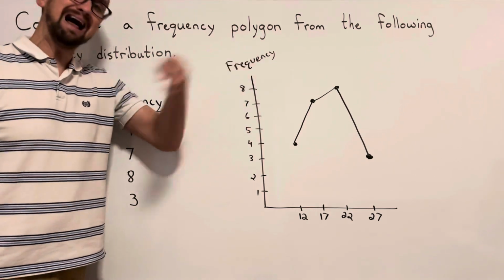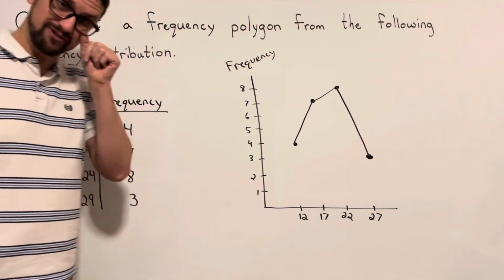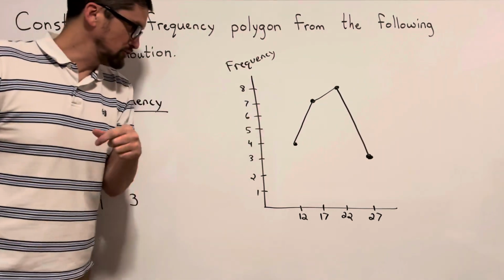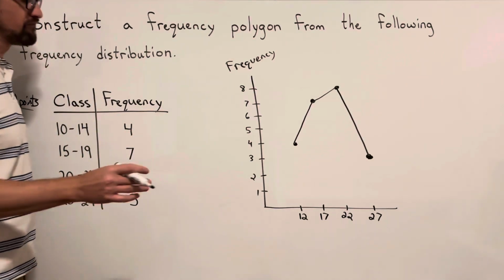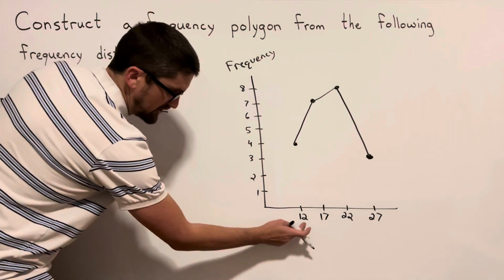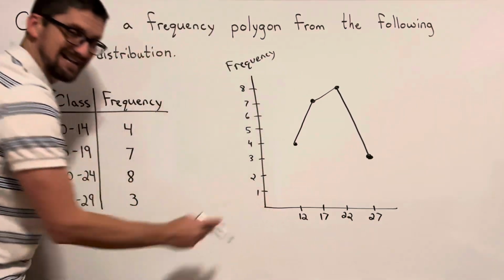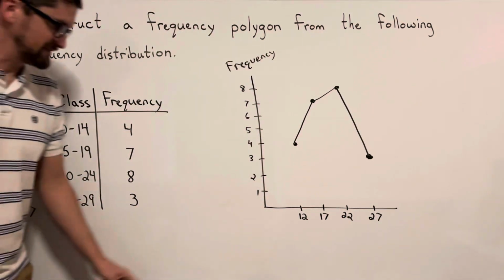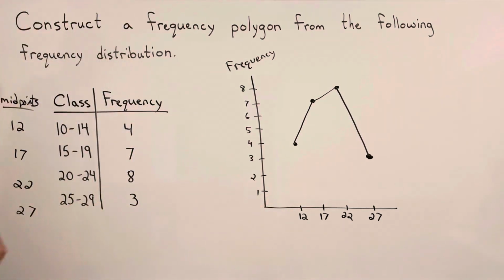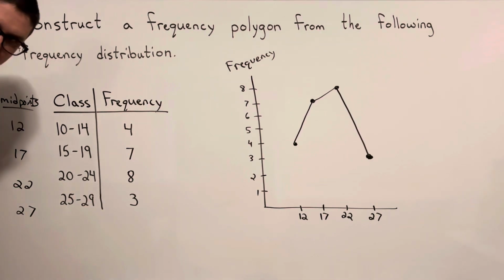We need to make a polygon. A polygon is a closed shape with sides on it. This is not a closed shape. So what we're going to do is go backwards and forwards and make dots on the horizontal axis corresponding to the distances here. If you look at the distances between the midpoints, there's 5 between each consecutive midpoint.